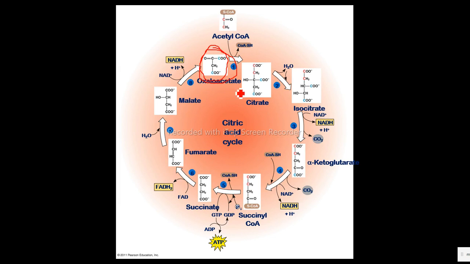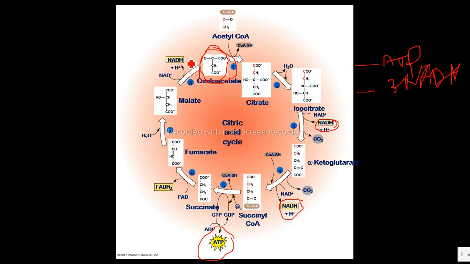Now, what are the products of this cycle? Number one, you are forming ATP. And where is the ATP formed? It's here. Number two, you are forming 3 reduced NAD, NADH. One is here, another one is here, and another one is here. You need to know at which stage the NAD is formed.